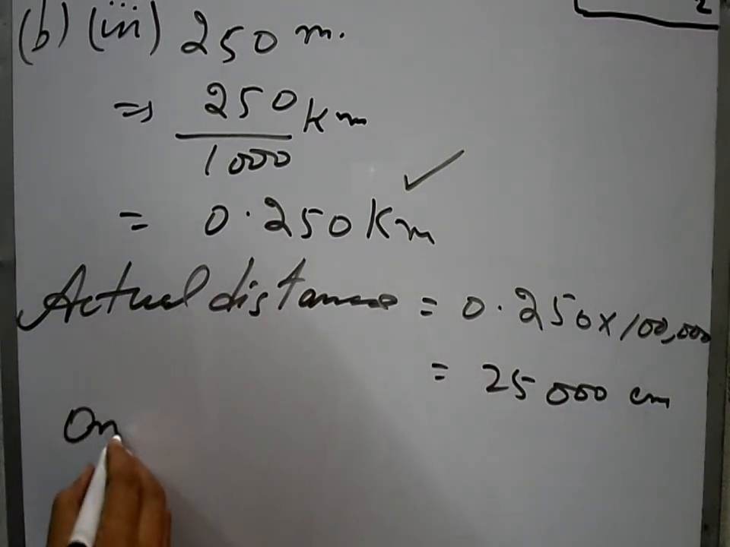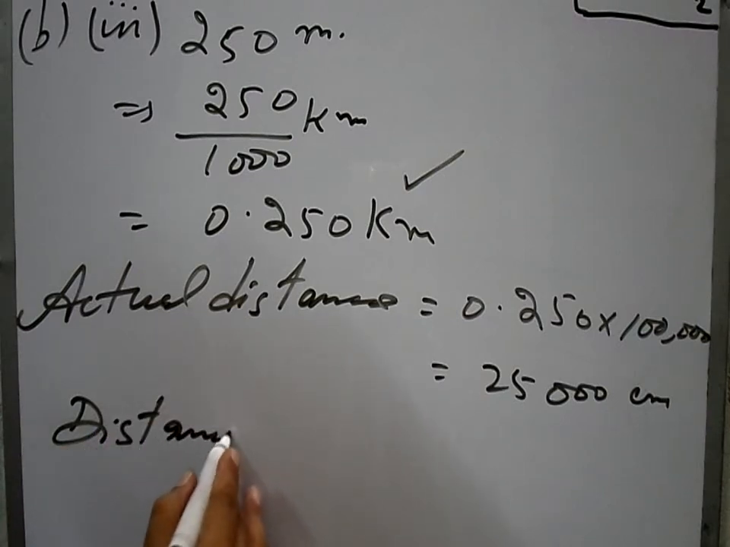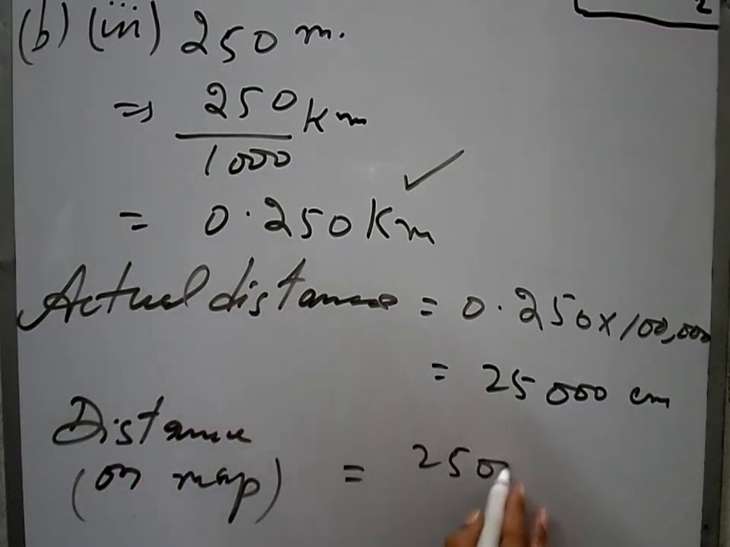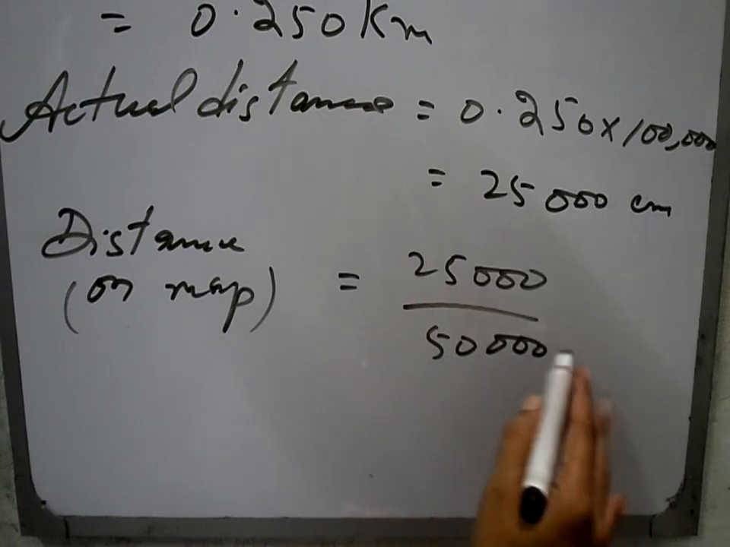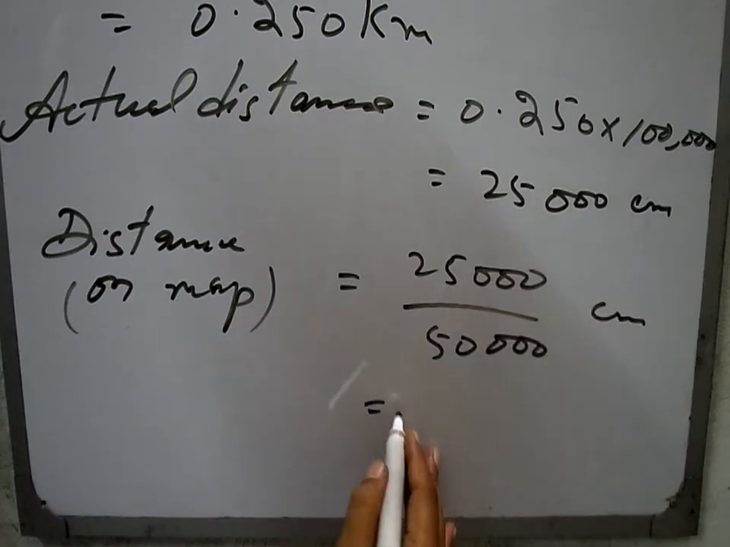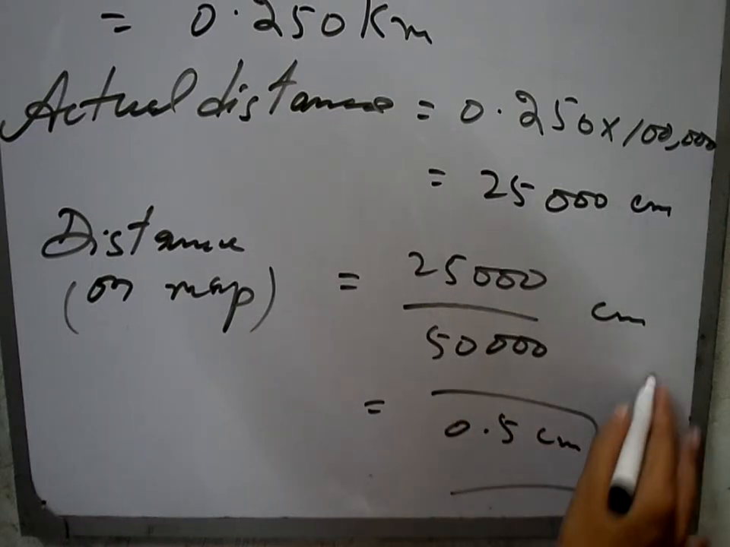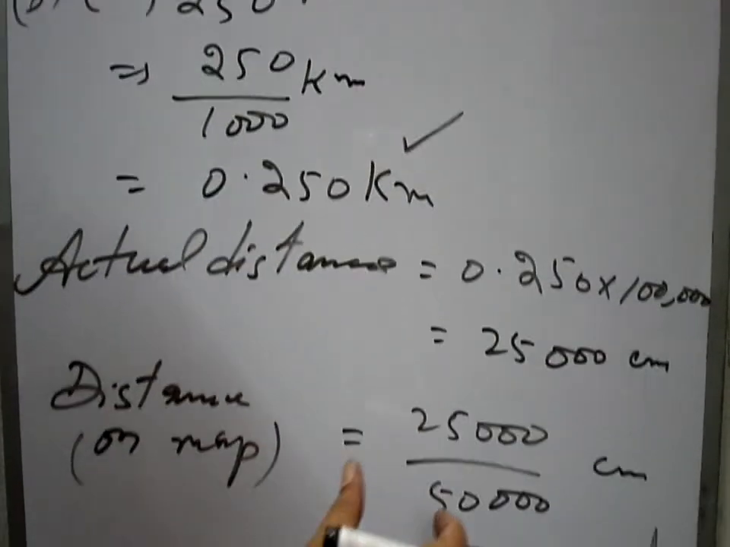So convert on map, distance on map, this is the actual distance. On distance on map, how much? So it will be 25,000 divided by 50,000. So on map you have to draw the line 0.5 centimeter. So it means 0.5 centimeter represents the distance approximately equal to 250 meter. So that is your result.